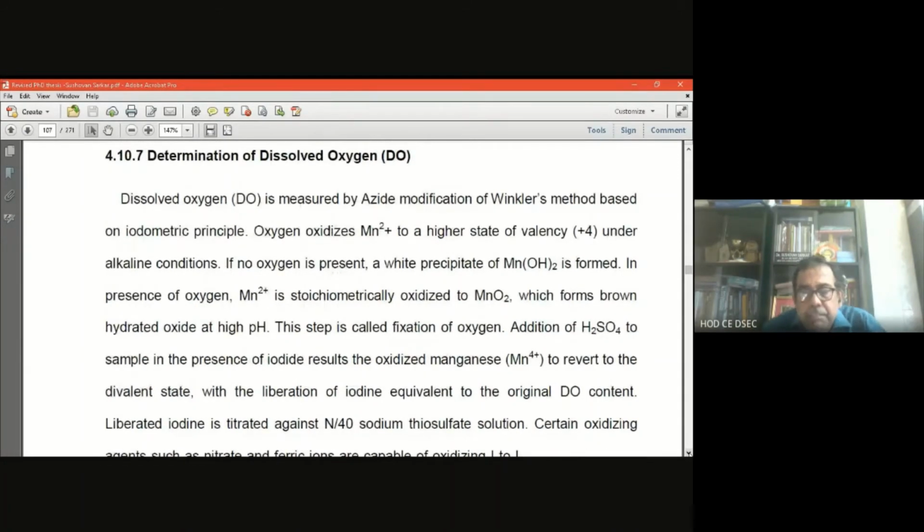Now, the dissolved oxygen is very important. Why is it very important? Because in wastewater, the secondary treatment process, that is the biological treatment of wastewater, is very vital. Biological treatment is the major treatment in wastewater which is traditionally done.